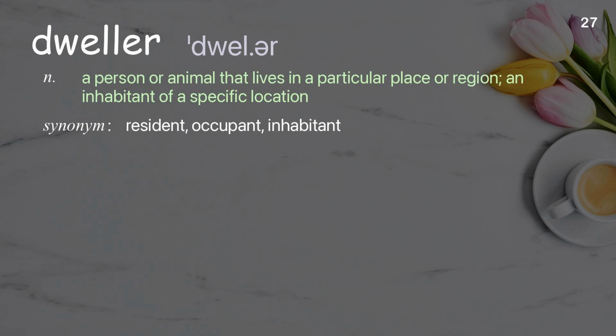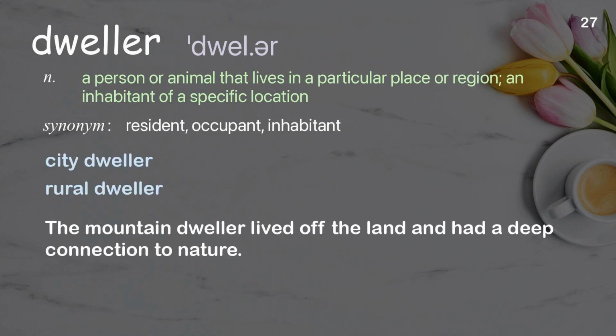Dweller. A person or animal that lives in a particular place or region, an inhabitant of a specific location. Examples: City dweller. Rural dweller. The mountain dweller lived off the land and had a deep connection to nature.